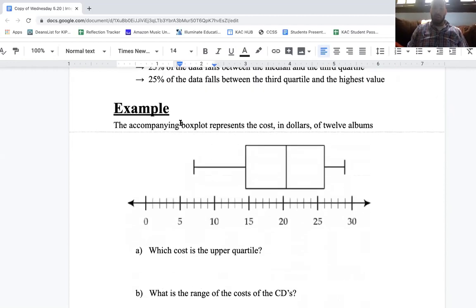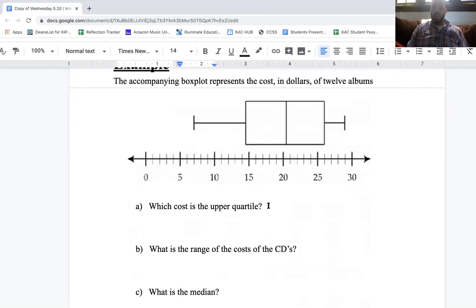So let's look at some examples. The accompanying box plot represents the cost in dollars of 12 albums, okay? What is the cost of the upper quartile? Got to think about which line is the upper quartile. This is the upper quartile. If I bring my line down, I know that that's $26. So my answer for this one is $26.